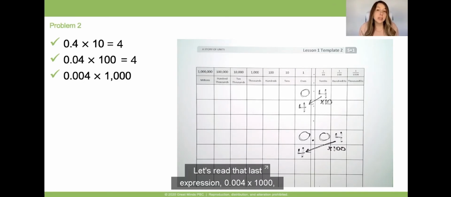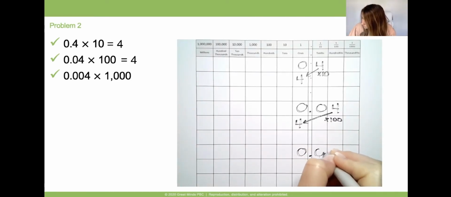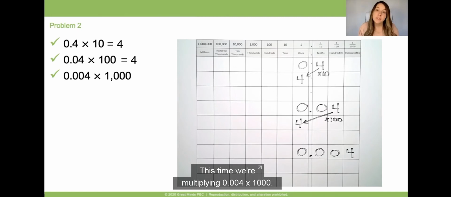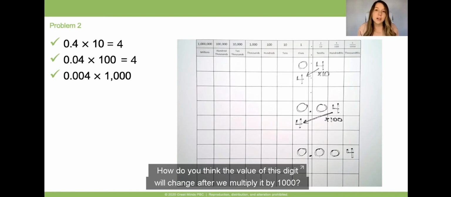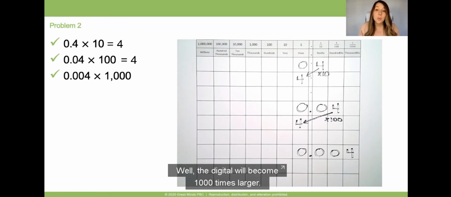4/1000 times 1,000. And let's get 4/1000 down on our place value chart. This time, we're multiplying 4/1000 times 1,000. How do you think the value of this digit will change after we multiply it by 1,000? Well, the digit will become 1,000 times larger.